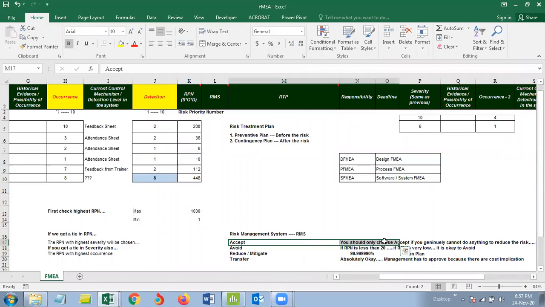Like, for example, you want to do some sort of contest, some sort of thing to motivate people. Well, management says, well, we don't have budget. Can you fight with the management? No. That's when you will accept the risk. So accepting a risk is when you genuinely cannot do anything to reduce the risk. Accept, then you have no choice. Accept the risk. So for any risk, when you can't do anything, choose accept.